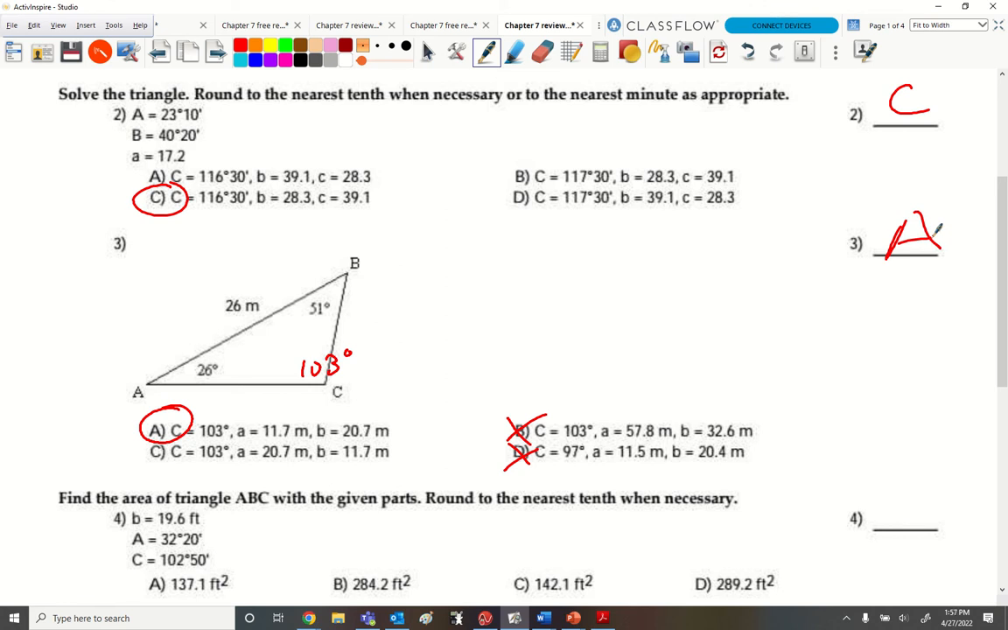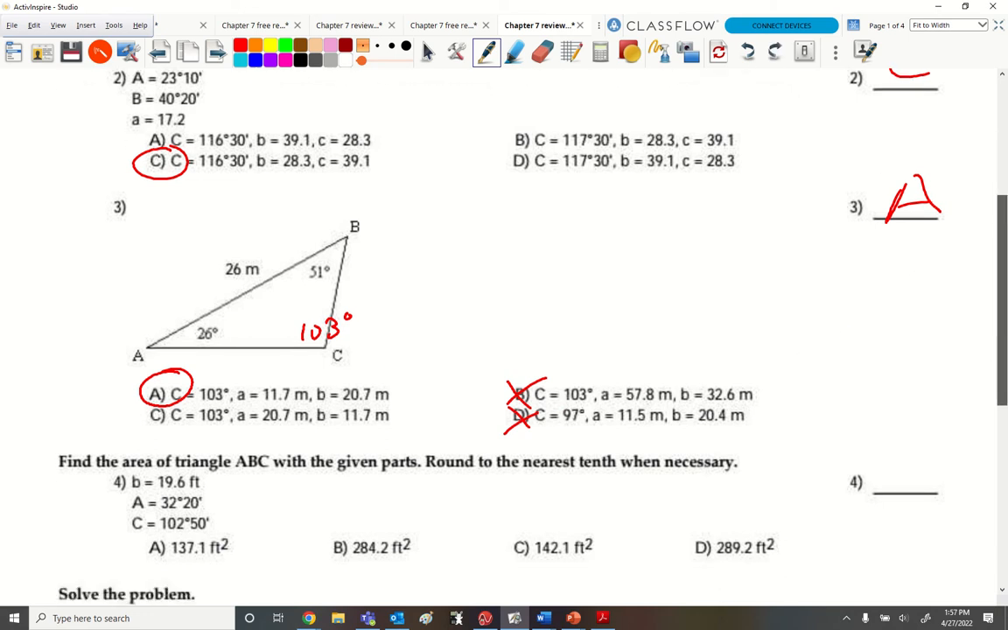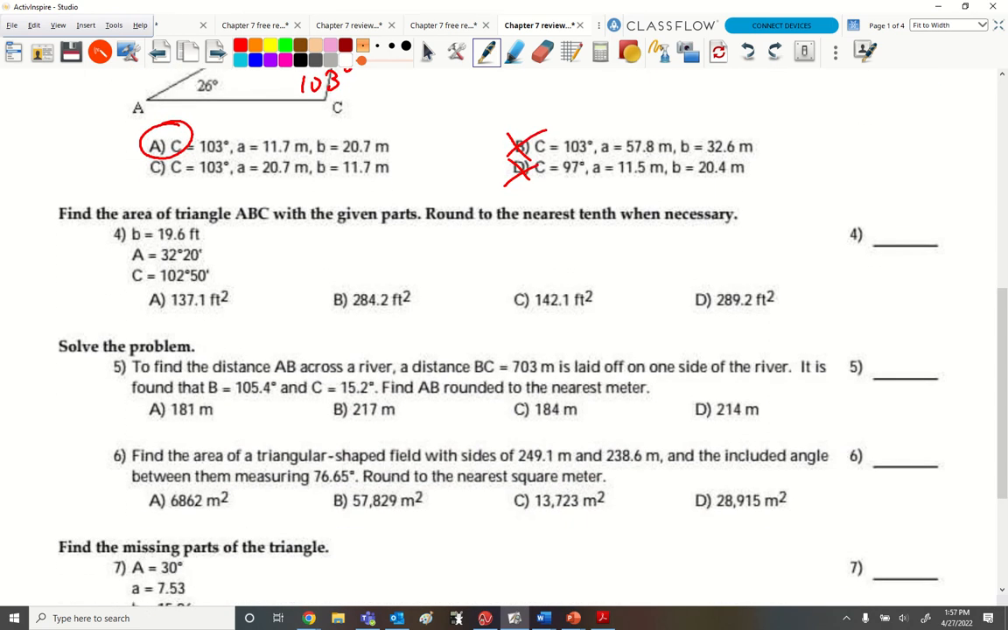I don't know if you're paying attention, but we did cross that out. All right, let's go down to the next one. So number 4. What do you think I should do first on number 4? Draw a triangle. Let's do that.